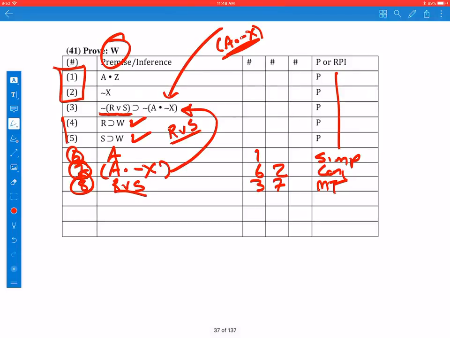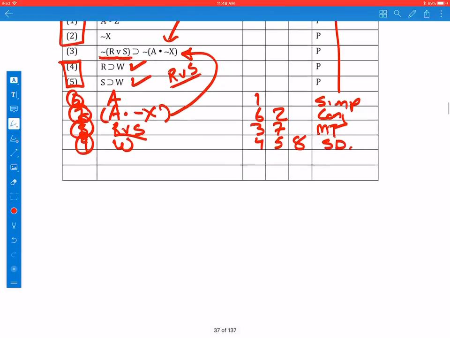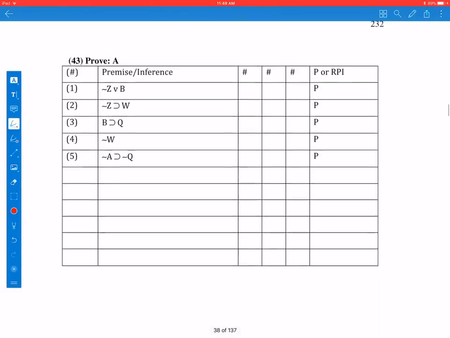And now I got that R or S because remember, 4 and 5 I was ready to do a simple dilemma, so 4, 5, and 8 get me W. 4, 5, and 8, and that's a simple dilemma. Get me W. Okay, time for another.